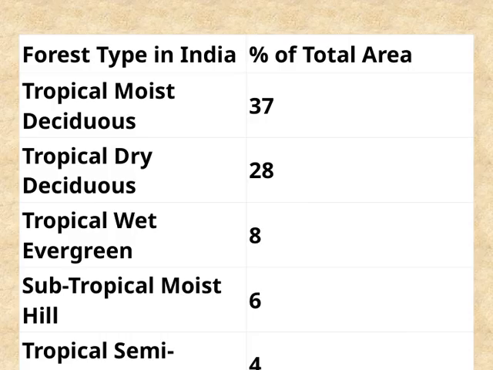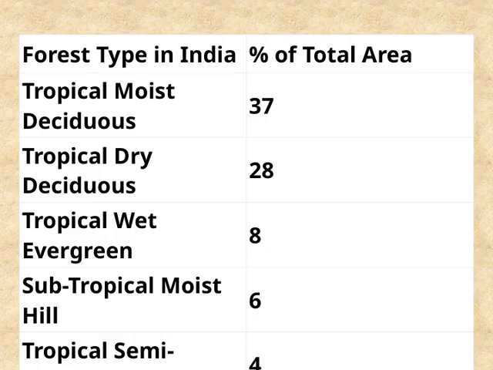Then there's tropical wet evergreen forests, constituting roughly 8%. These are typically found in the more humid regions and are known for their dense, evergreen canopies. Moving on, the subtropical moist hill forests account for about 6%, primarily found in the hill regions with moderate rainfall. Tropical semi-evergreen forests make up approximately 4%, usually in transitional zones between moist and dry forests, showcasing a mix of evergreen and deciduous species.